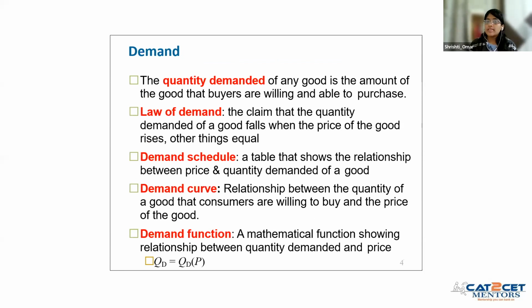Then what is demand? Demand is the amount that buyers are willing and able to purchase. Willing means that you want it; able means that you have enough income to buy it. So it is very important. It is demand only when you can purchase it. Unless you have enough money, it is just a want.